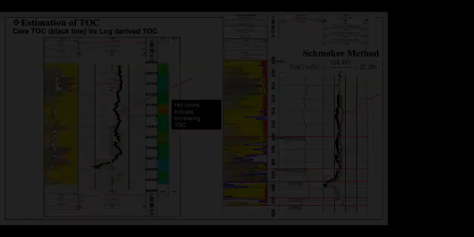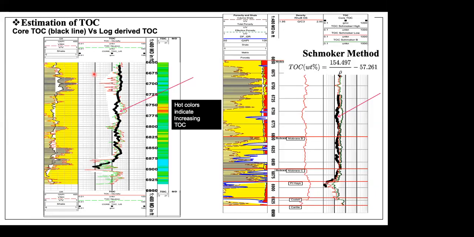Then this is another example where the TOC is estimated using Passey's method, and in the second case, the TOC is calculated using Smoker's method. The equation is given here. Smoker's method is very simple. It is based only on density; all these are constants, only density. If you have only a density log, then also you can calculate TOC.